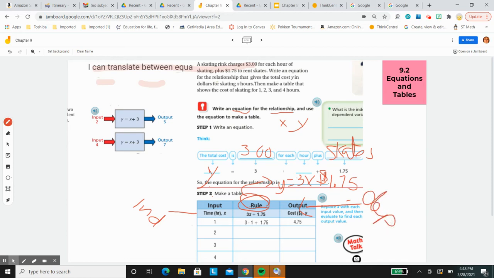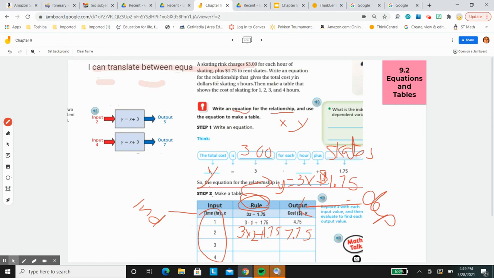So right here are the number values that represent the independent variable that in this case is going to change, okay? So if I just go skating for 1 hour, then it's going to be 3 times 1, which is 3, plus $1.75, which is $4.75. If I decide to skate for 2 hours, I'm going to have 3 times 2 plus $1.75, okay? So that's going to be 6 plus 1.75 is $7.75.